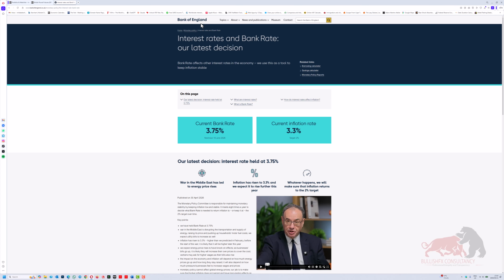So at first glance, the decision looked neutral, right? What do I mean by the decision? That is to keep the rates at what? 3.75. The inflation rate is roughly around 3.3%, right? So the Monetary Policy Committee voted, I think it was 8 against 1, to hold interest rates steady at 3.75, as you can see here. And the next meeting is coming in at 18 June 2026, right?